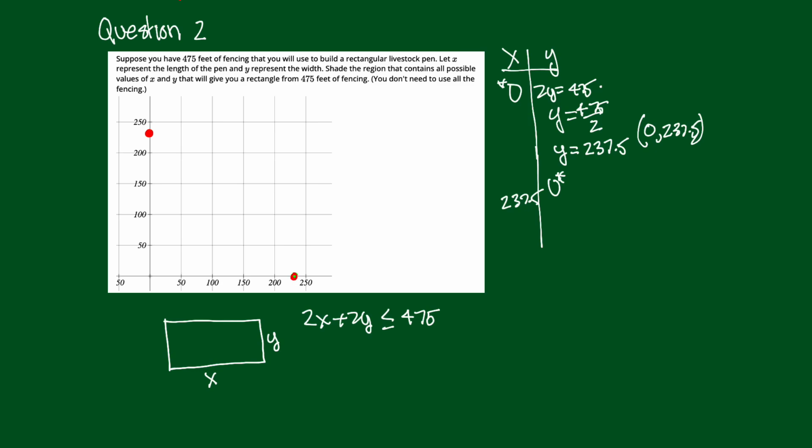All right. And now what it wants to do is shade the region of all possible values for x and y. All right, so I'll shade this right here. So there's the line. And you see it's going to be anything below the line, but above this, because y and x have to be positive. So it's going to be this triangular region right here. If you pick any point in here, get that x and that y, you will use less than or equal to 475 feet of fencing.